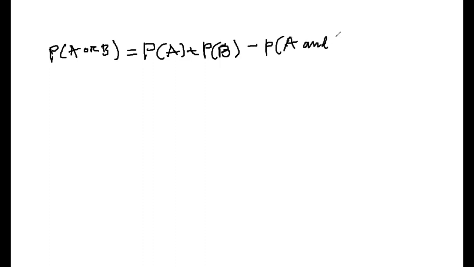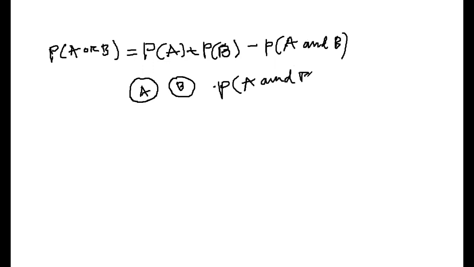This one, A and B. So there are two cases here. This is what we call mutually exclusive. The events are mutually exclusive, so there is nothing in common. For mutually exclusive events, the probability of A and B is equal to 0. So for mutually exclusive events, the answer for this one will be this.